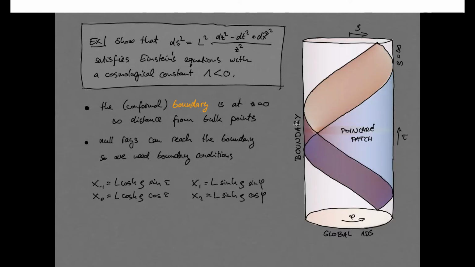I told you that the Poincare patch only covers a part of ADS space. So let's try to visualize this. For instance, let's consider the case of ADS3. We can define the so-called global ADS coordinates via these equations. These are tau, rho, and phi, and they are related to the ambient space coordinates via these equations here.